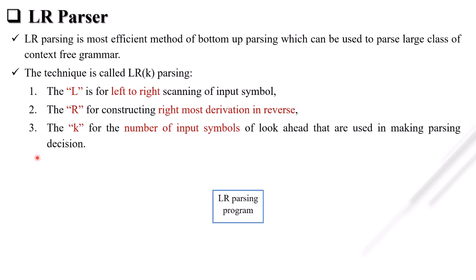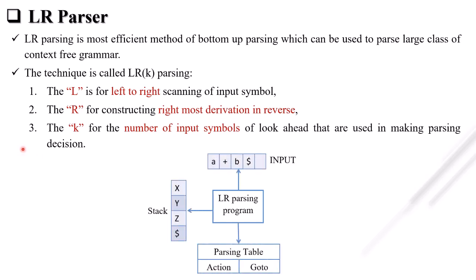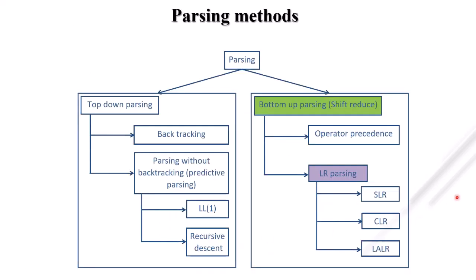parsing decision. So this is a block diagram of LR parsing that we already saw in bottom-up parsing: we have our input string with stack, and we also have the output and the parsing table, and then we parse the string with the help of this parsing table. Whatever string is given, we parse it with the help of this parsing table. So the first method we are going to see in this video is SLR.